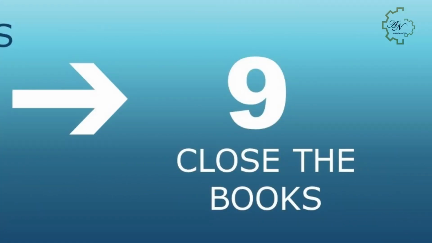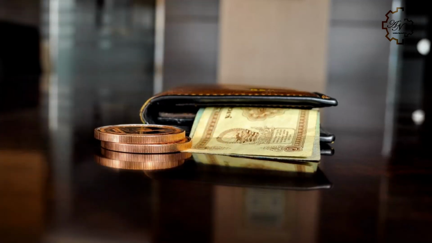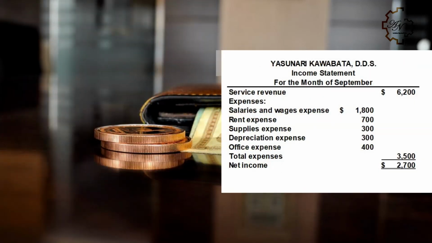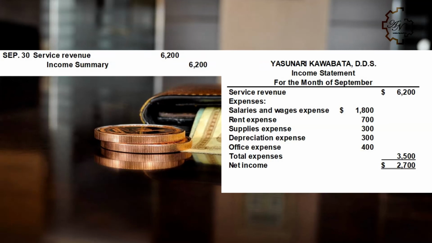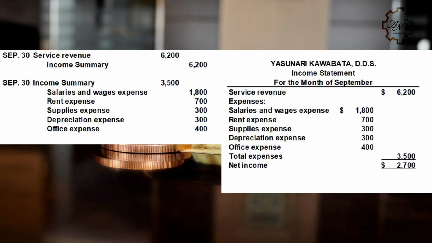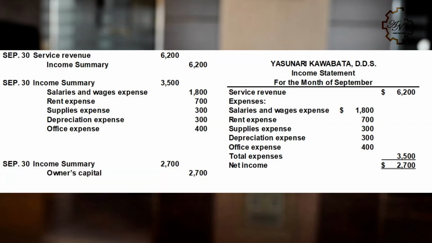The last step is closing the books. Now we have to close all revenues and expenses in the income summary. And the first is debit service revenue, credit income summary. And then debit income summary, credit salaries and wages expense, rent expense, supplies expense, depreciation expense, and office expense. After closing the revenue and expenses in the income summary, we have to close the income summary in the owner's capital. And the entry is debit income summary, credit owner's capital.